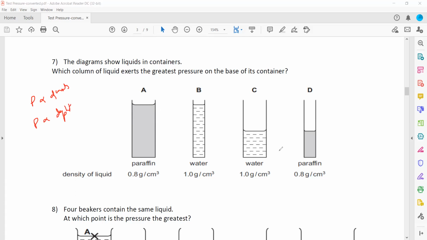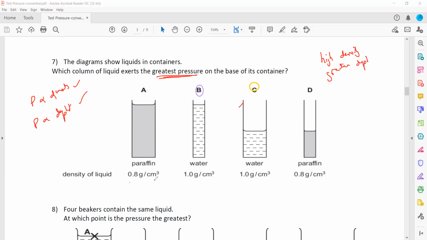So when we compare, because number one, it should have a higher density and it should have greater depth. So when we compare A and B, they're asking for a greatest pressure. For a greatest pressure, it should have high density and it should have a greater depth.